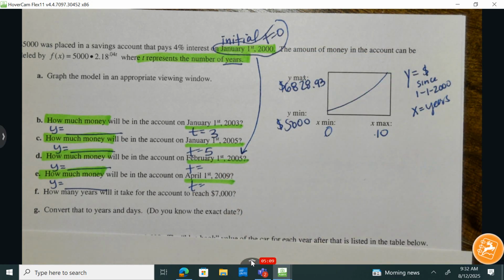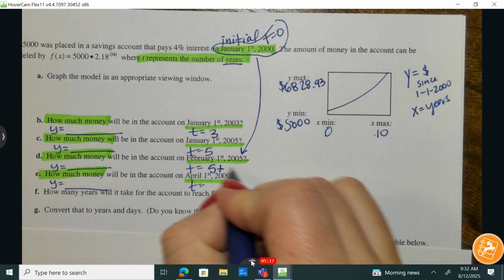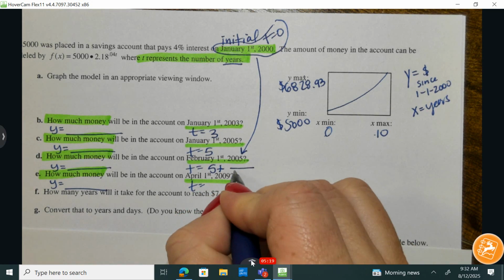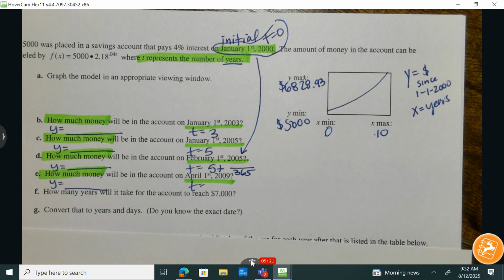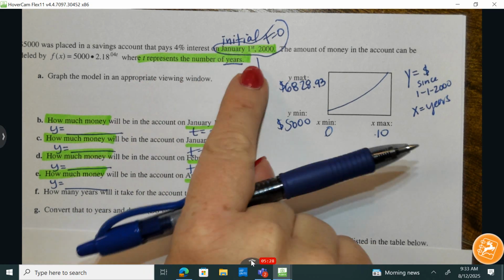How many years have surpassed from January 1st, 2000 to February 1st, 2005? Just years. 5. So everybody put down a 5 and then put a plus. And then you're going to make a fraction, and on the bottom is going to be 365. Why? Because we're going to have this leftover number of days, and we need to put it in terms of just years because T represents years.